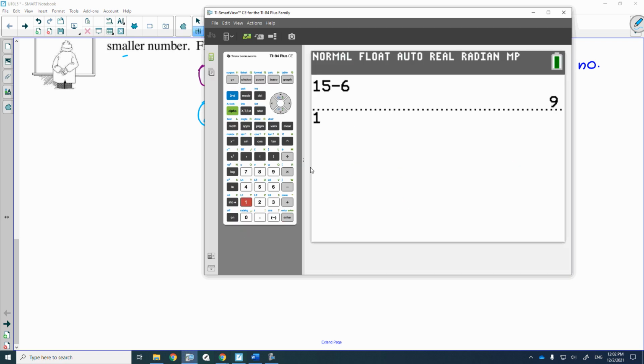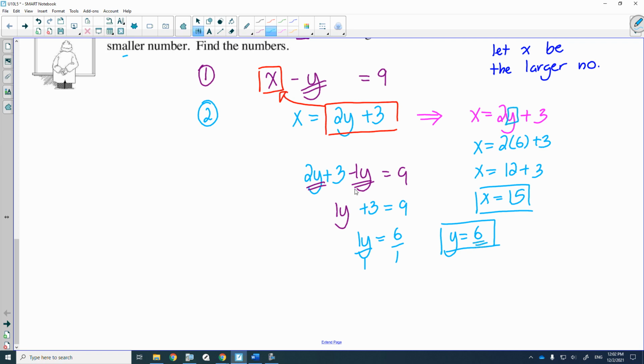So 15 minus 6 is equal to 9. It verifies in that first system. The second system was x is equal to 2y plus 3. So I'll just write that off to the side for the second system. x is equal to 2y plus 3.